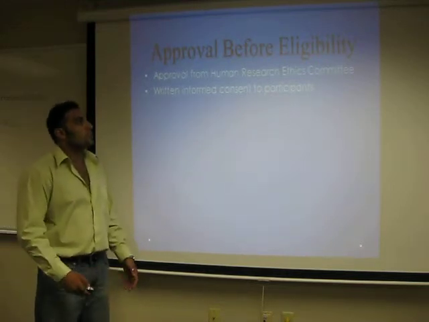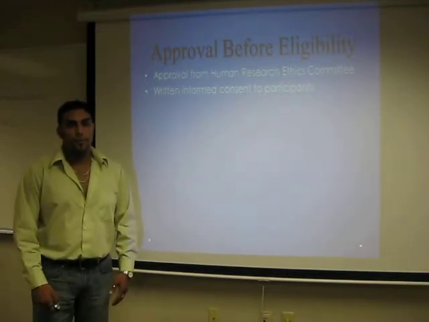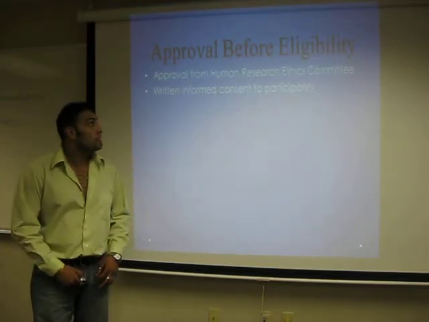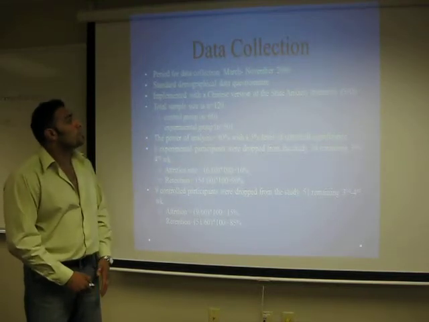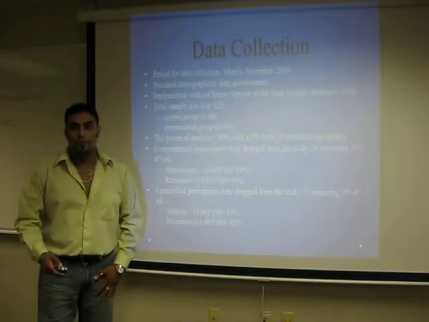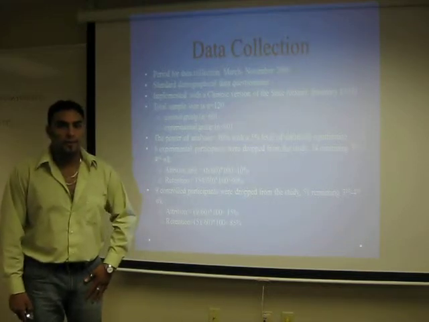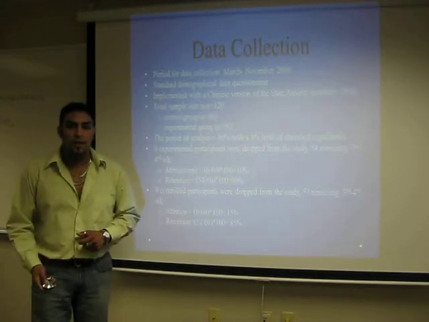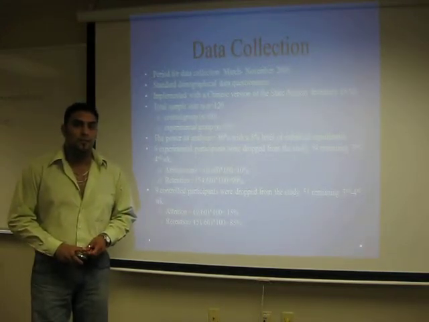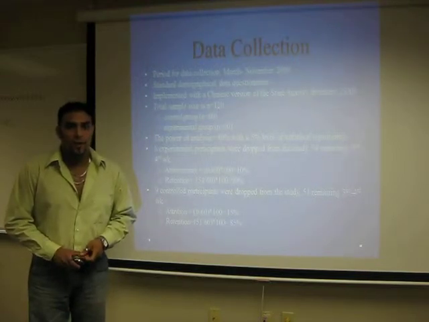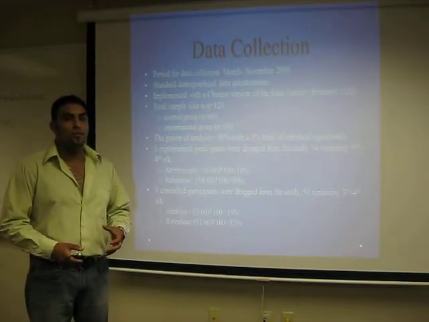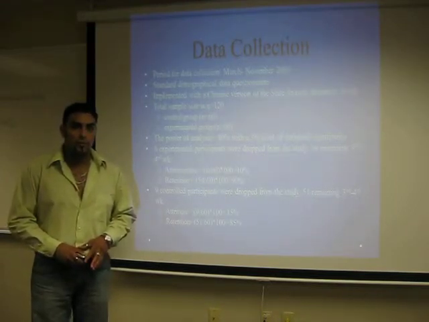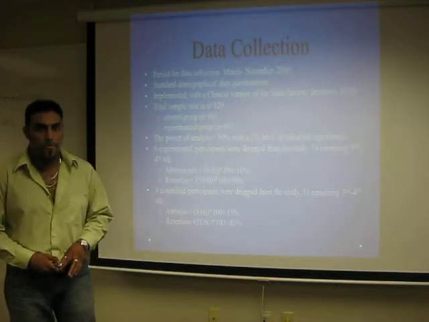Alright, so how did they collect all this data? First, before determining eligibility, they had to get written informed consent. Then, from March to November 2009, the data was collected. They used two major tools, the standard demographic questionnaire and a Chinese version of the State Anxiety Inventory. And then they obtained 120 samples, and through computer programming, randomly divided these participants into 2 groups, control and experimental.